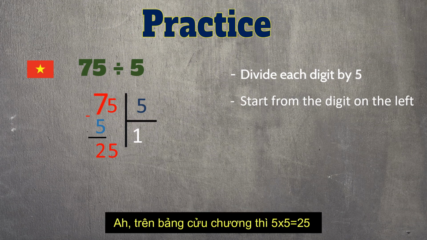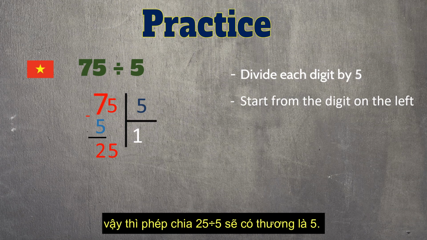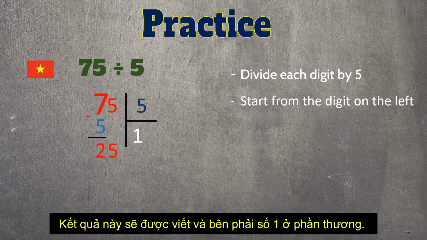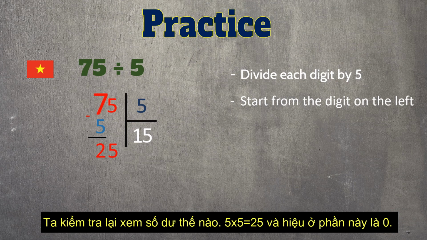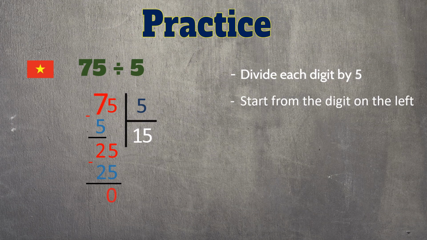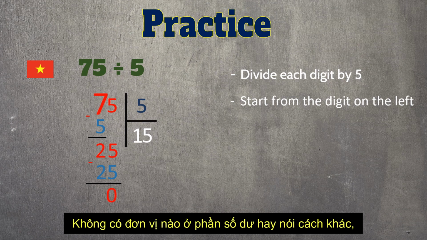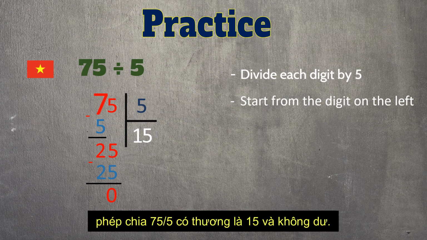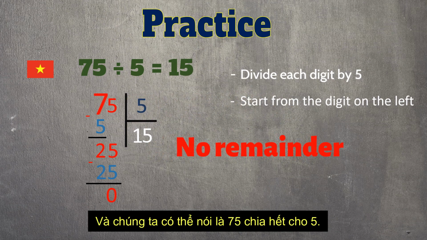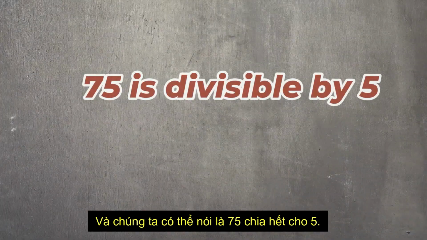On the multiplication table, 5 times 5 equals 25. So the division 25 divided by 5 will have the quotient of 5. This result will be written on the right of 1 in the quotient section. We check again for the remainder. 5 times 5 equals 25 and the difference here is 0. That's nice. We don't have any units in the remainder, or in other words, the division 75 divided by 5 has a quotient of 15 and no remainder. We can say that 75 is divisible by 5.